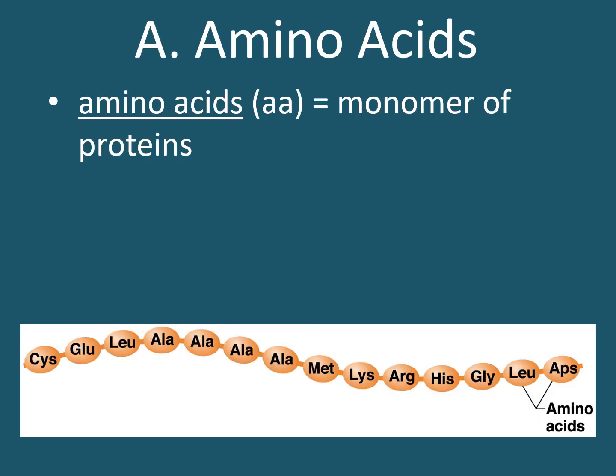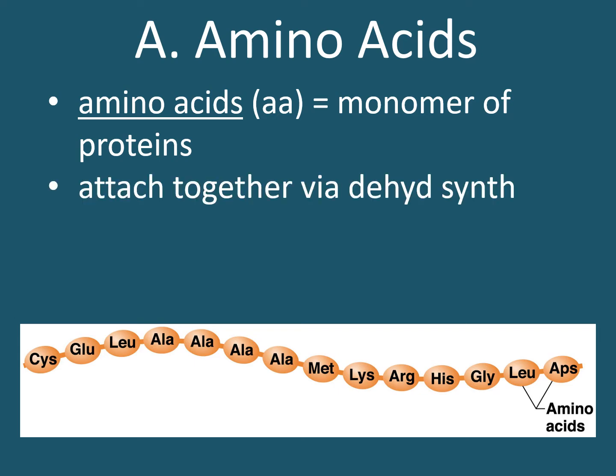Let's begin our discussion of proteins by talking about the building blocks or monomers of proteins, aka the amino acids. I will use the abbreviation a to mean amino acid from now on. Amino acids are attached to one another via dehydration synthesis reactions. There are 20 different unique amino acids. In this picture below, you can see a representation of a protein with many of the different amino acids attached together like a string of beads.